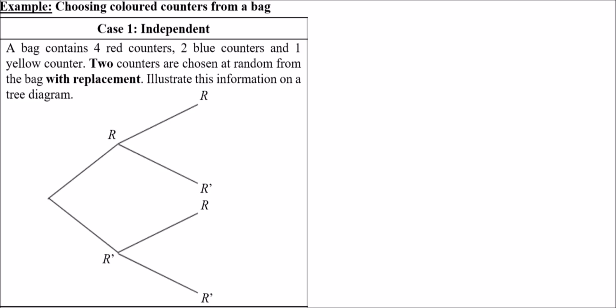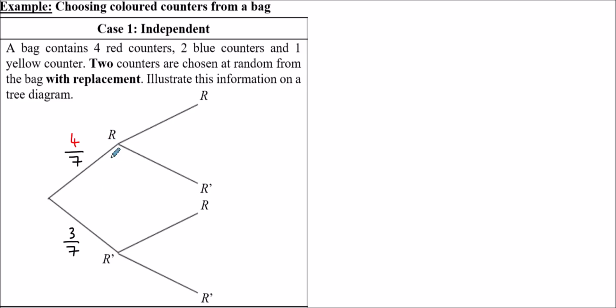If we had this, what's the chance of picking a red one? Well, we've got 4 red counters, and in total, we've got 4 red, 2 blue, and 1 yellow. So that's 7 counters in total. The chance of picking a red would be 4 out of 7. That means the chance of not picking a red, the complement of picking a red, would be 3 out of 7.